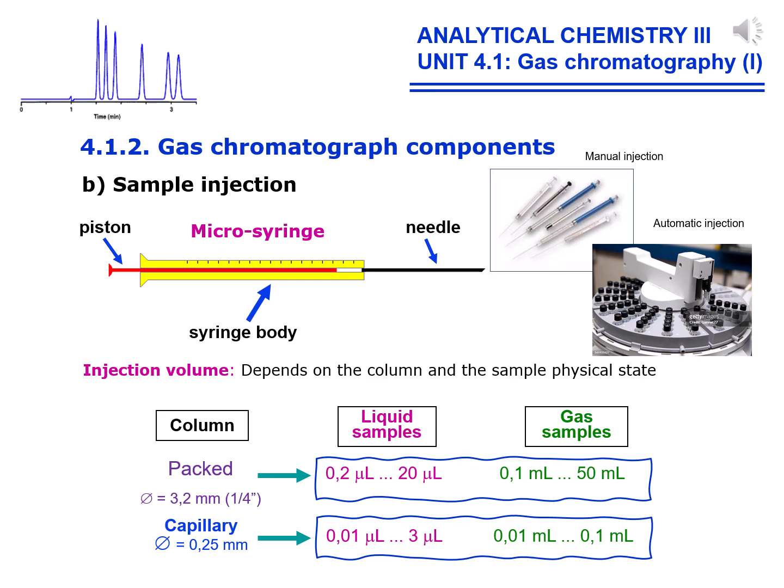The volume of sample to be injected depends on the type of column and the physical state of the sample. The samples to be analyzed can be liquids or gases, but once they enter the injector, they have to be in vapor phase. Typical injection volumes, depending on the type of column and physical state of the sample, are shown in the slide. Packed columns with higher internal diameters accept higher volumes than capillary columns. Likewise, the volume of gas samples can be higher than liquid samples.